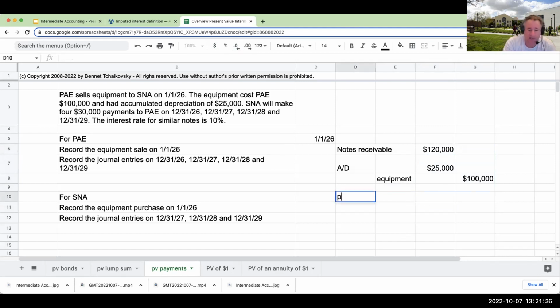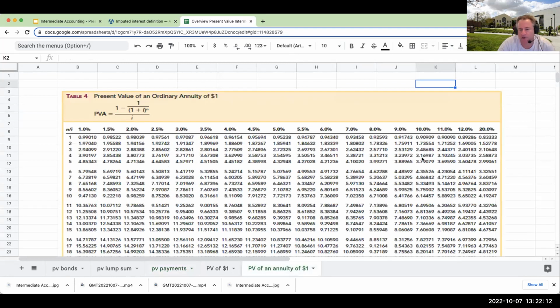So what I have to do is take the payment amount. The payment is $30,000. I'm going to go to the present value of an ordinary annuity of a dollar, and I need to know 2 things. First, how many times the payments are being made. So this is going to be 4 periods at 10%, which is the market rate of interest. Okay, so when I come over here and take a look at the present value of an annuity of a dollar, 4 periods at 10% is 3.16987.